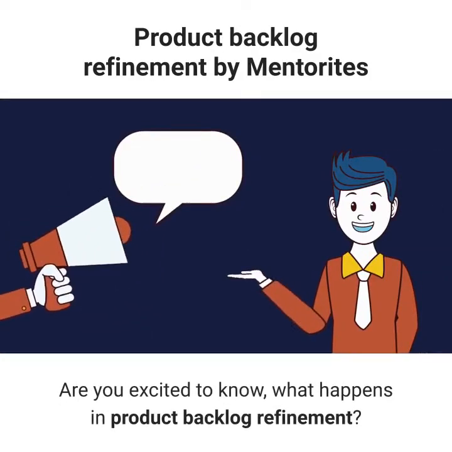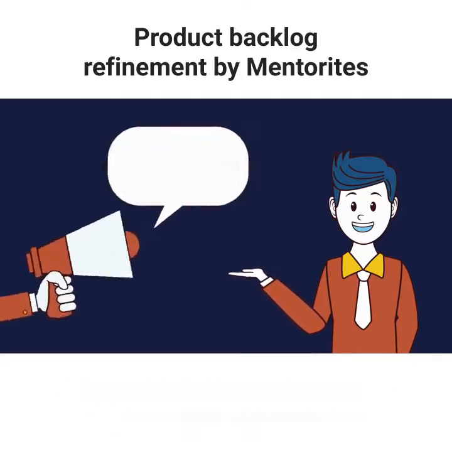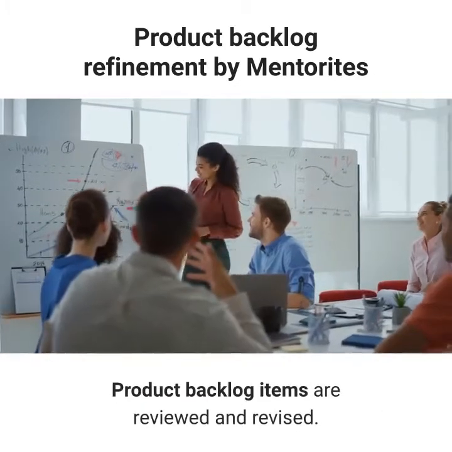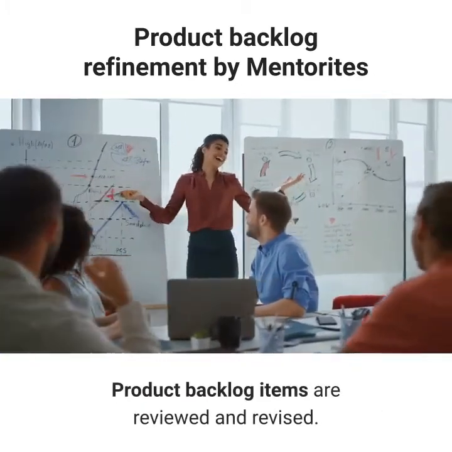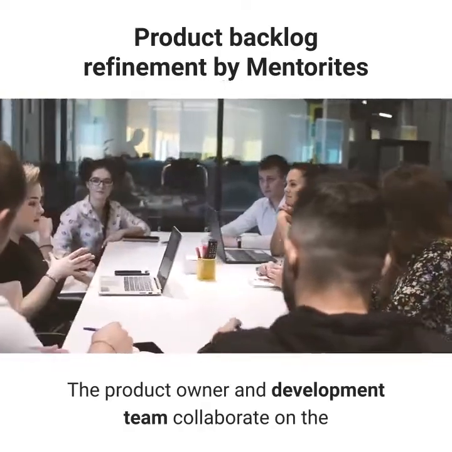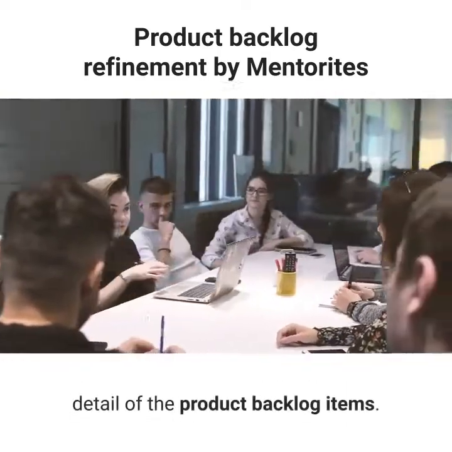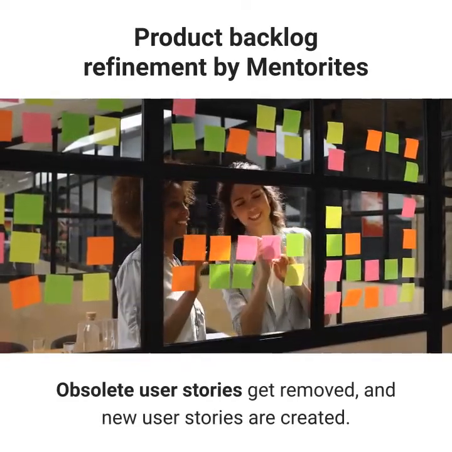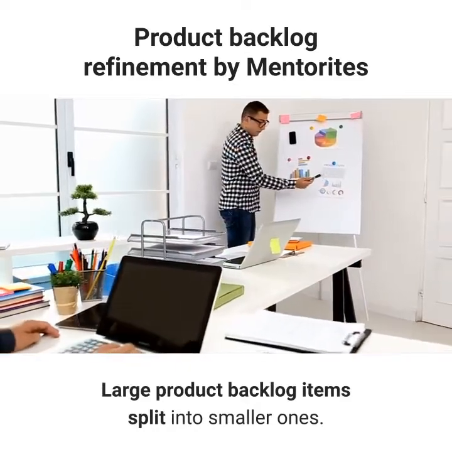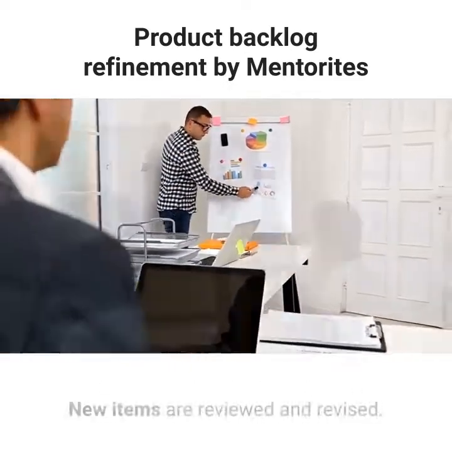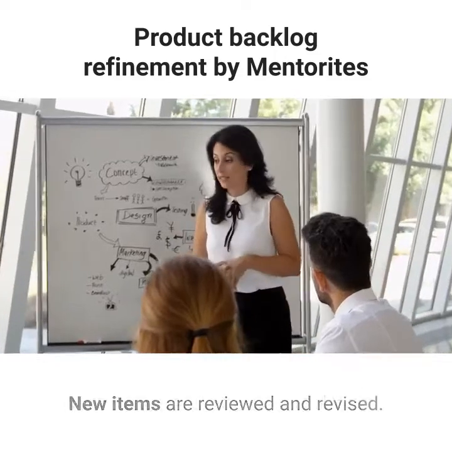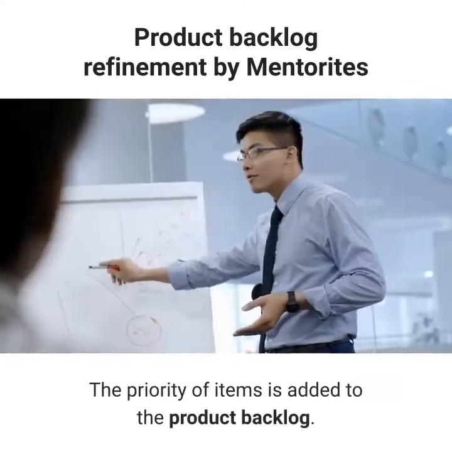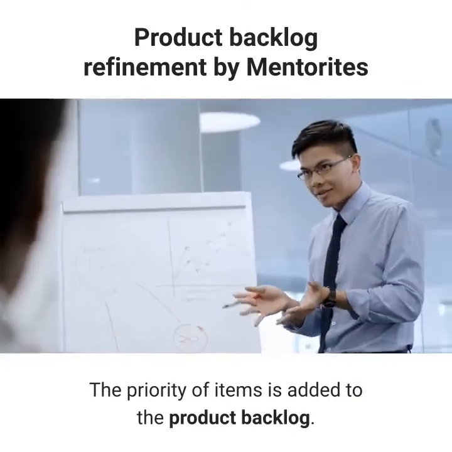Let's move ahead. Are you excited to know what happens in product backlog refinement? So here we go. During product backlog refinement, product backlog items are reviewed and revised. The product owner and development team collaborate on the detail of the product backlog items. Obsolete user stories get removed, and new user stories are created. Large product backlog items split into smaller ones. New items are reviewed and revised. Risks and obstacles in the development process are identified. The priority of items is added to the product backlog.